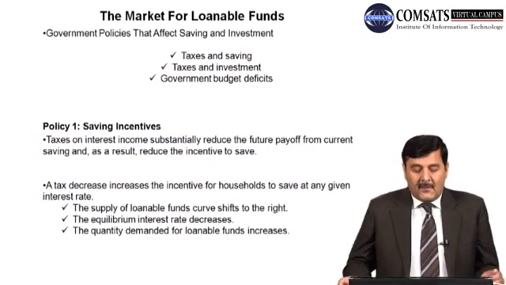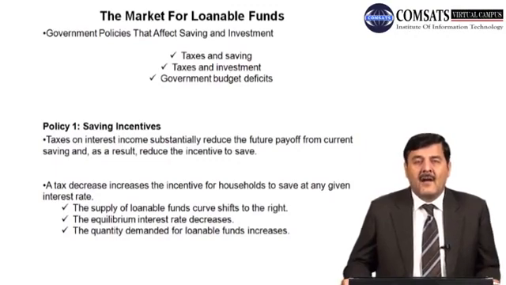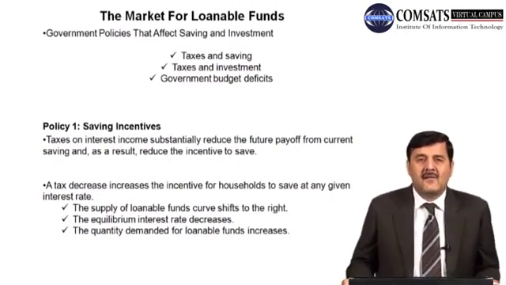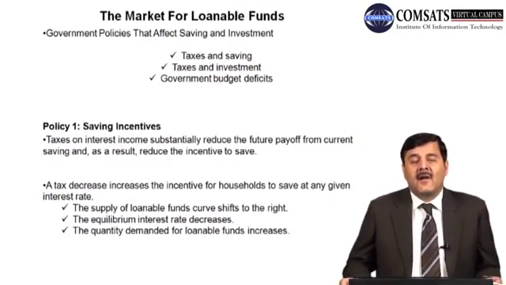Now, the supply of loanable funds curve shifts to the right, the equilibrium interest rate decreases, and the demand for loanable funds increases. When we talk about an increase or decrease in saving at a given interest rate with a change in tax level, this can shift the supply or demand curve of loanable funds.